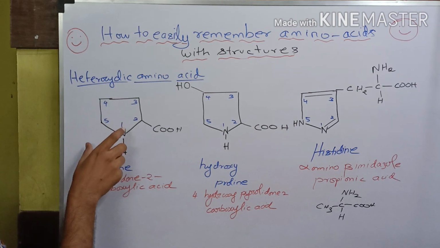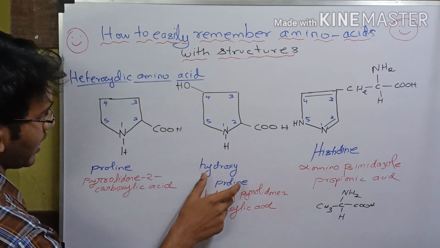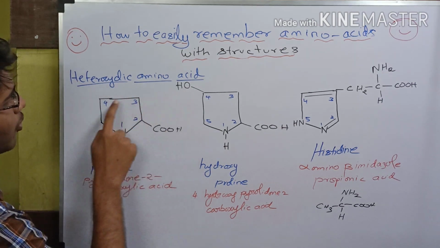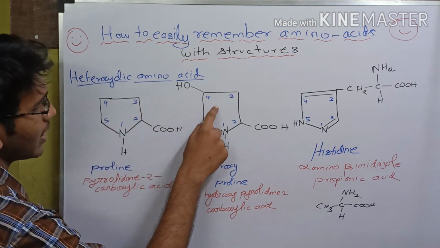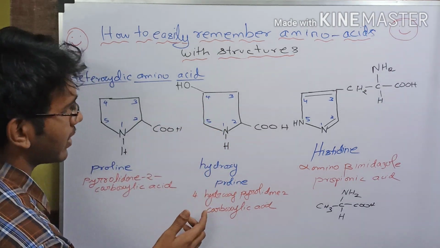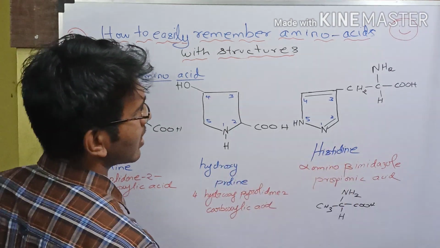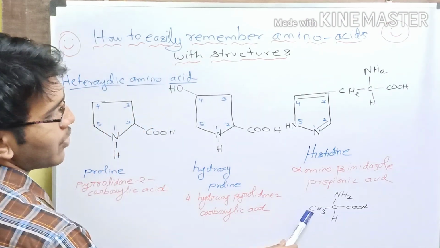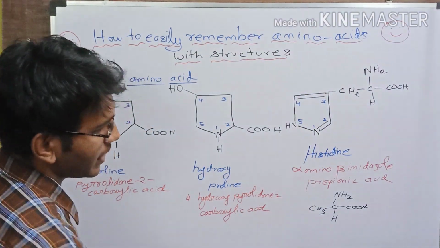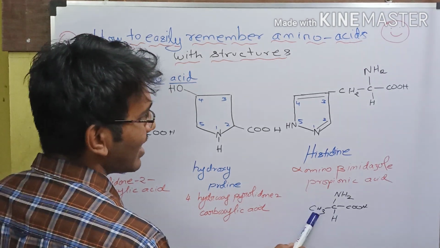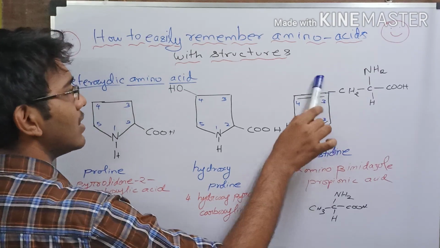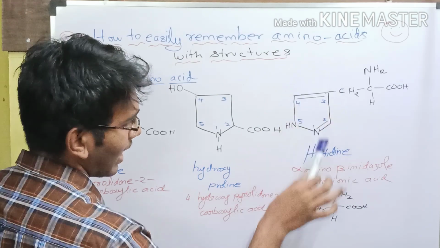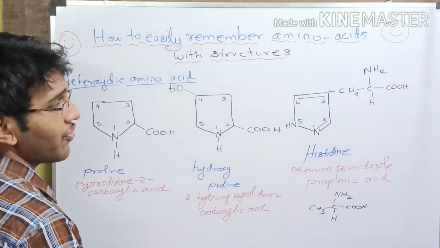Based on this structure, we can easily remember hydroxyproline. If you remember this proline structure, by adding 1 hydroxy group at the 4th carbon of the heterocyclic ring, we will be getting hydroxyproline. Now let us move to the histidine structure. Histidine molecule is derived from the alanine amino acid molecule. Alanine amino acid molecule is here. What is the difference between the two molecules? Here we have 1 hydrogen atom replaced with this group. This group you have to remember. By remembering this group and adding it to the alanine molecule, you can easily write the structure of histidine.